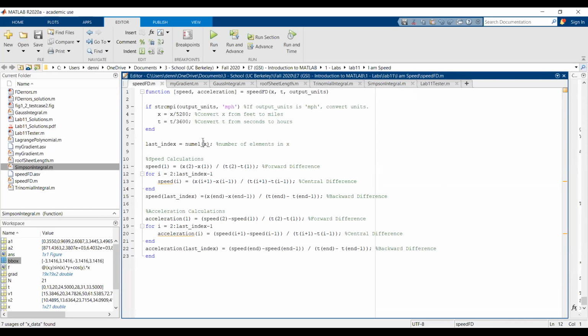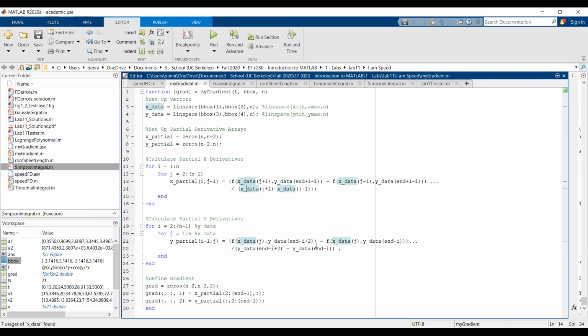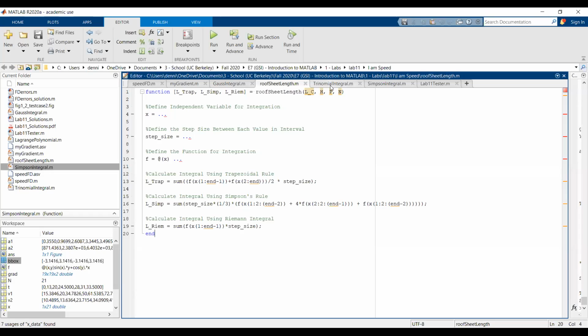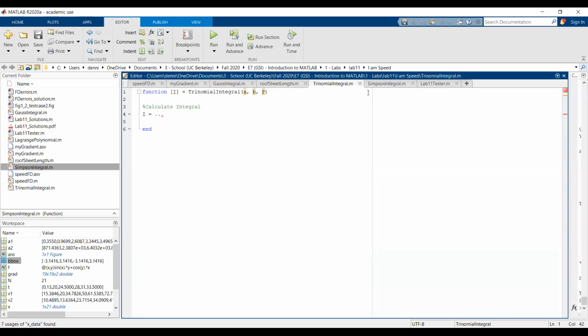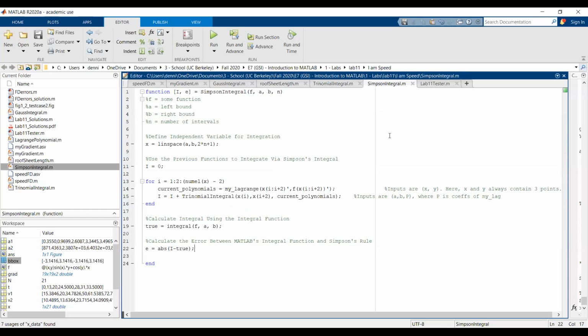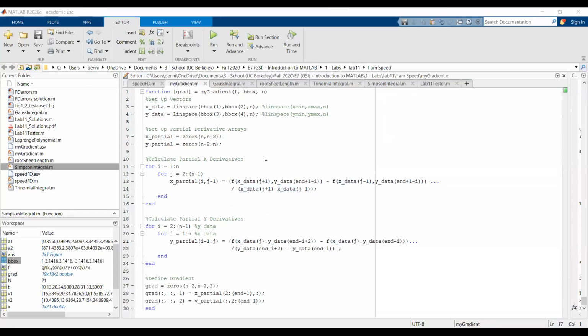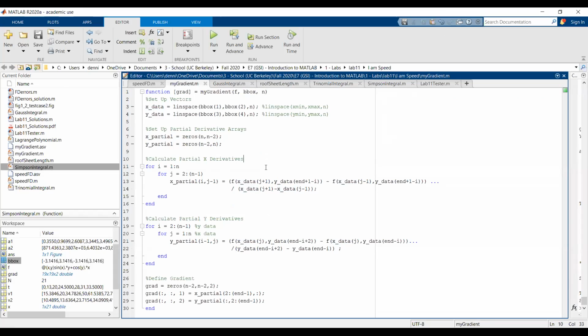So once again, I'll go through it. Speed FD, this is 1.1. My gradient, Gauss integral, roof sheet length, trinomial integral, and Simpson integral. And you have the tester. Okay. As promised, let's go through my gradient. Any questions so far, by the way, before I do this exercise?